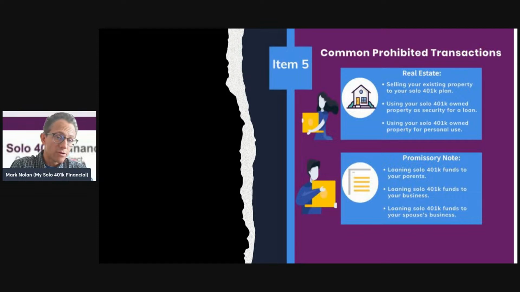And of course, you can never use property owned by the self-directed 401k for personal use. So if the self-directed 401k owns a property, you cannot use it even for a day out of the year. You're not allowed to use a property that's owned by your self-directed 401k because you are considered a disqualified party. Same is true for certain relatives, such as your children, your parents, and of course your spouse. Those are all disqualified parties.